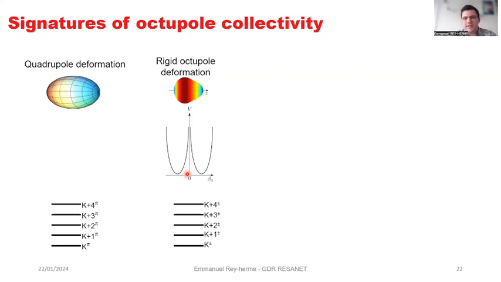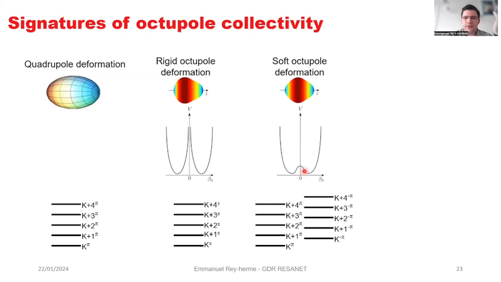This arises due to the breaking of the reflection symmetry in this pear shape. And so your rotational band will be the same, except that the parity of the levels will not be well defined, or to say that otherwise, the state will have both positive and negative parity. Now, this is an ideal case, and in reality, the potential barrier here will never be infinite.